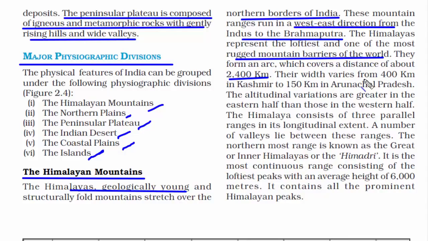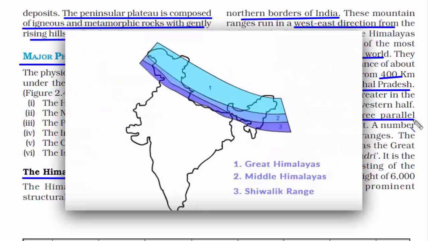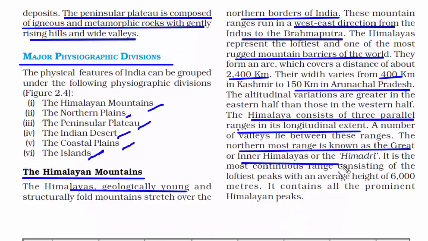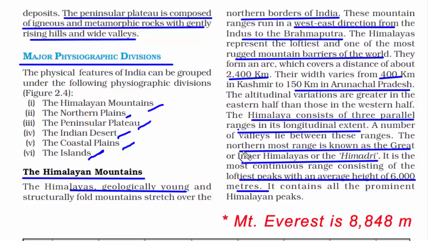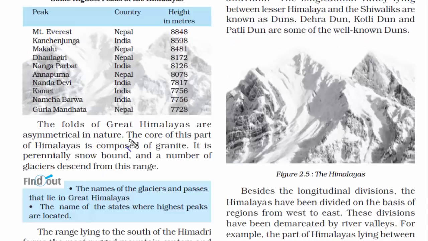And as you go towards the eastern side, it becomes much narrower, by 150 km in Arunachal Pradesh. The Himalaya consists of three parallel ranges. The northernmost range is known as the Greater or Inner Himalayas, or the Himadri. The mountain peaks over there have an average height of 6000 meters, 2000 short of Mount Everest. That long it is. So the core of the Himalaya is made out of granite.